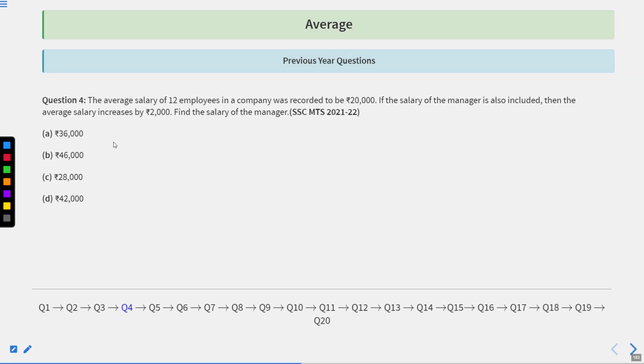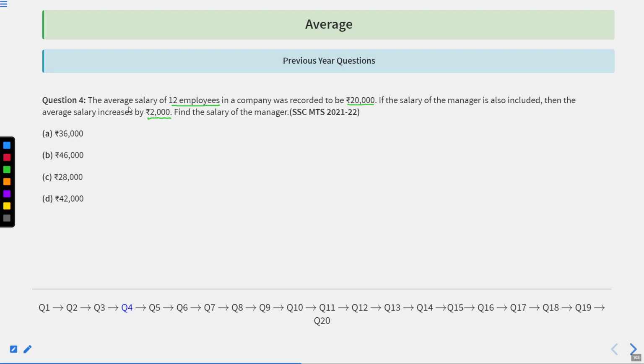Let us move ahead with problem number 4. The average salary of 12 employees in a company was recorded to be 20,000. If the salary of the manager is also included, then the average salary increased by 2,000. Find the salary of manager.